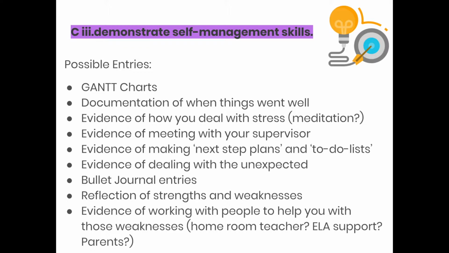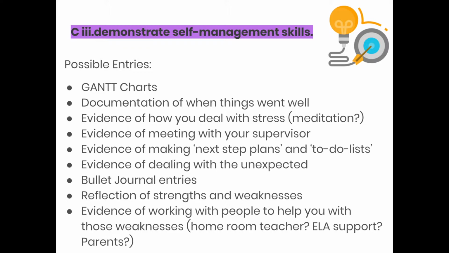Have you been doing it through email? How do you document your meetings? It could be next step plans or to-do lists. It could be dealing with the unexpected. Maybe you decided that you were going to film your music video on November 1st, and then the day that you wanted to film, it was raining so much that you had to change it. How did you reschedule? Maybe you've been keeping your process journal as a bullet journal to talk about how that has helped you manage yourself.